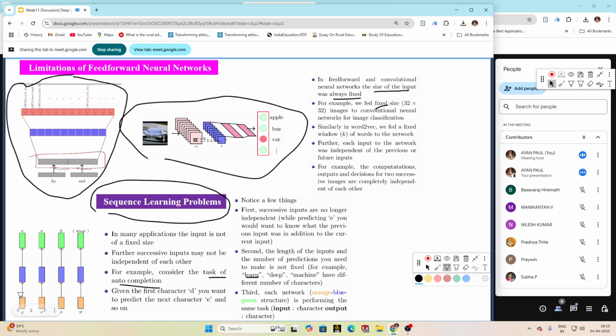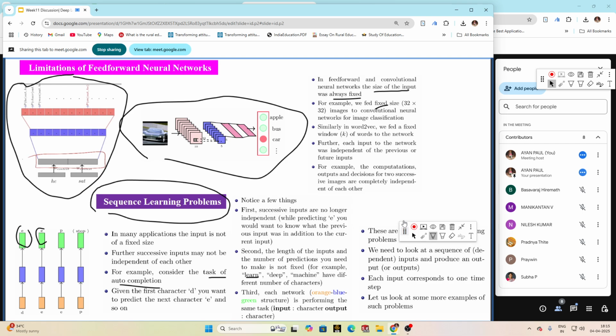That is how you will autocomplete. Whenever the D comes, your output should be E. For the next output, the input will be dependent on the previous output. So that means there is a connection between this input and the previous input, right? This is another thing. This type of problem is known as a sequential learning problem.